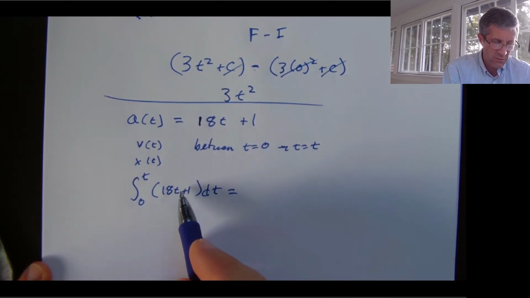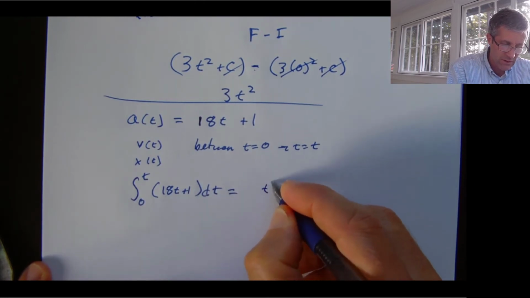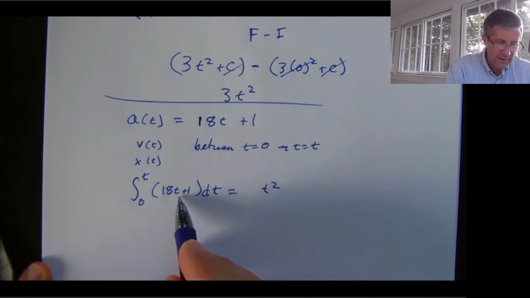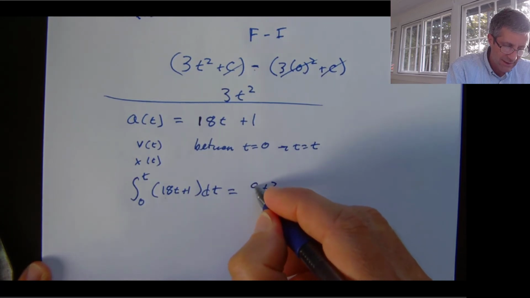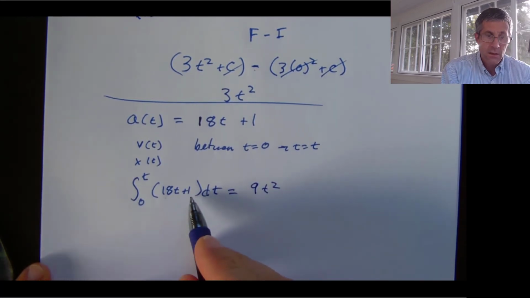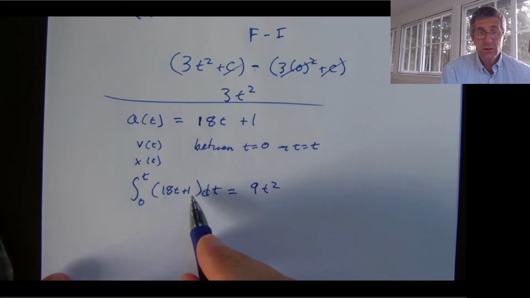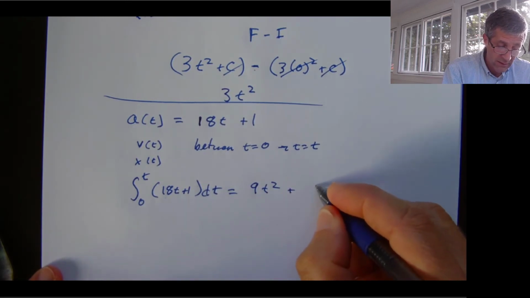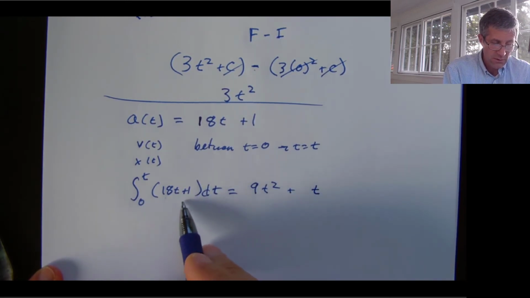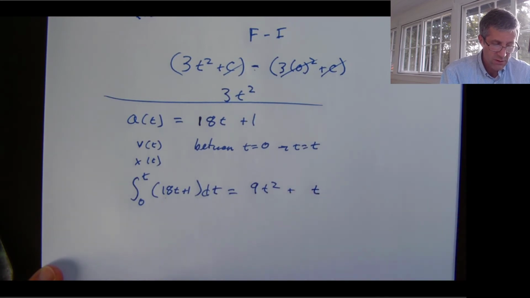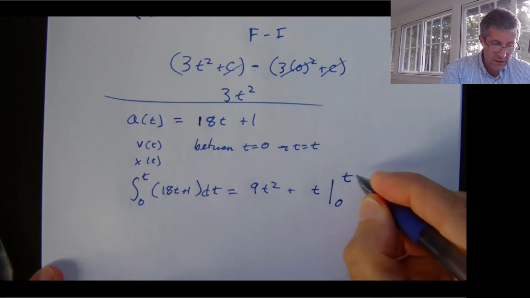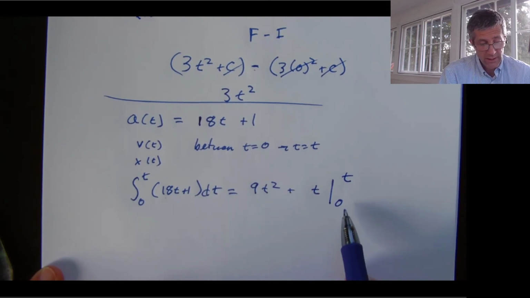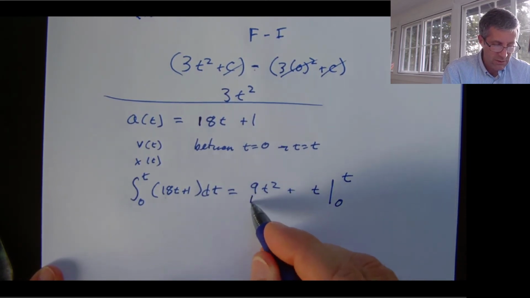Well, let's see. I'm going to raise the exponent to 2, so I'll have t squared. I'm going to divide by my new exponent, so I'll get 9t squared. Now this one, I'm going to assume this is t to the 0. I'm going to raise my exponent to 1, so I'm going to have t to the 1. I'm going to divide by that new exponent, which is 1, so I'll just be left with t. I'm going to evaluate this from 0 to t. Recall my constant is going to drop out, so I'm going to be left with just this equation.